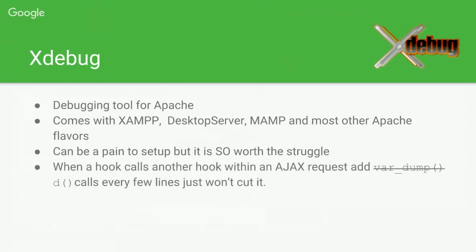If you're trying to debug something from a hook calling another hook that's within an AJAX request, you can't add Kint or var dump. You're not going to see it. It's in an AJAX request.